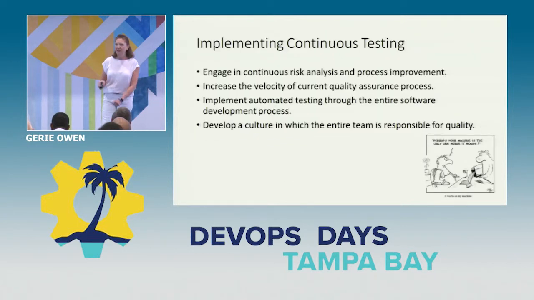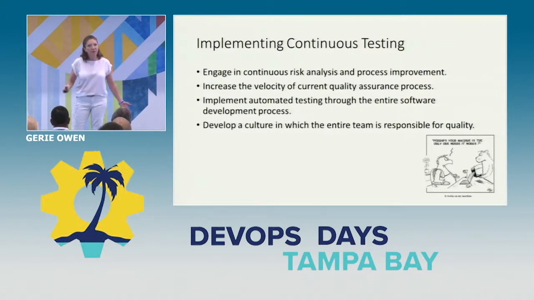So how do we implement that? Well, we engage in continuous risk analysis and process improvement. We have to increase the velocity of our current processes. We need to implement automation throughout the pipeline, even automate the checkpoints, automate the environment builds. And finally, we have to develop a culture in which everyone is responsible for quality.